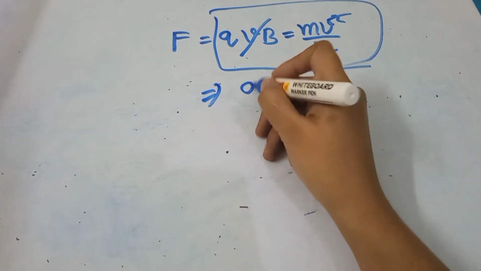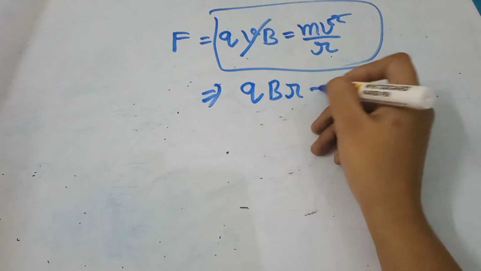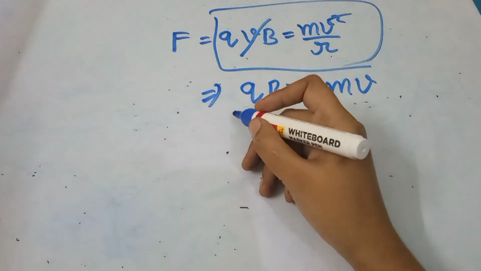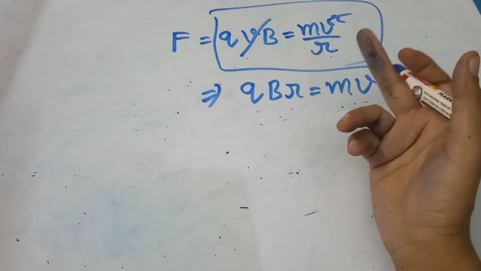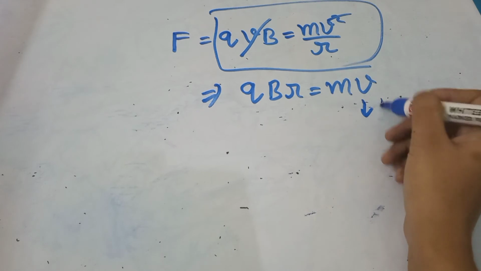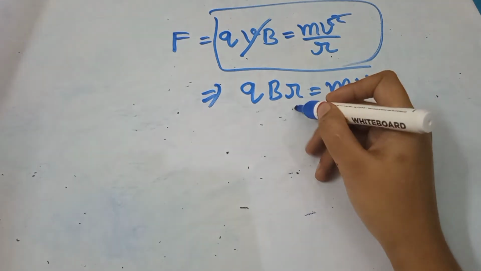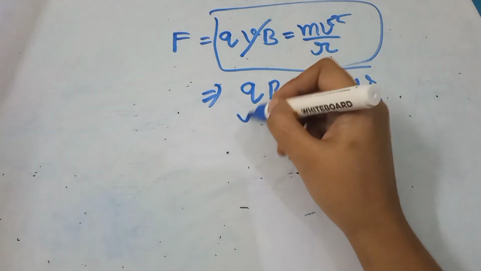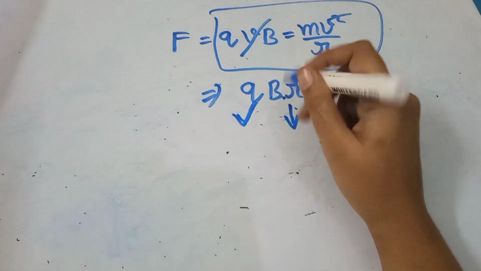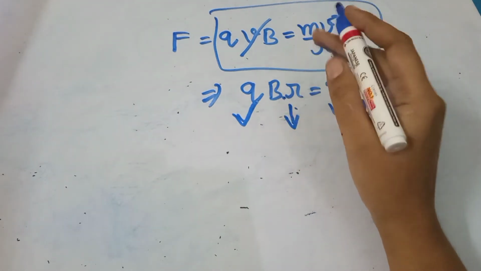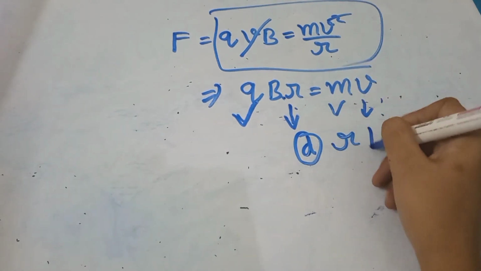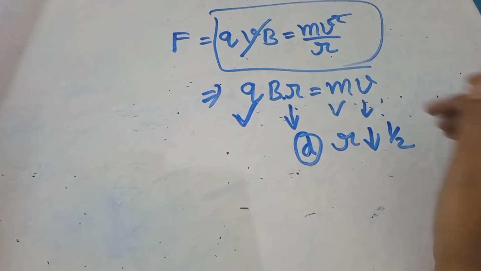so qBr is equal to mv. They are asking in the question the radius of its path if velocity is halved. If velocity decreases, the velocity will be half, then radius will also be half, because charge on the electron is the same, mass of the electron is the same, and magnetic field is also the same. So D is the right option. Radius will also become half, decrease by half.